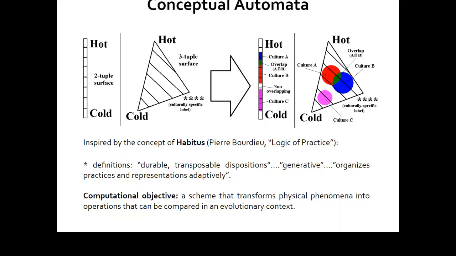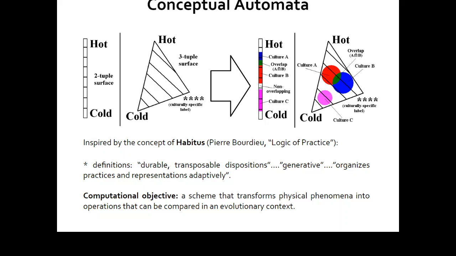One is durable, transposable dispositions. He uses the term generative. He uses the term organizes practices and representations adaptively. So all those things are kind of thrown around in the book. And so this is what we're trying to capture with these automata.